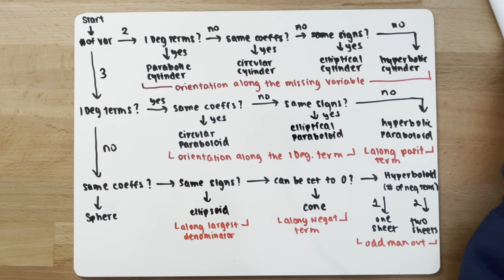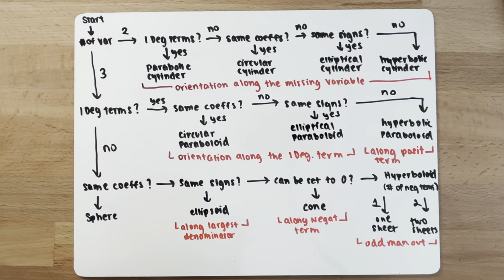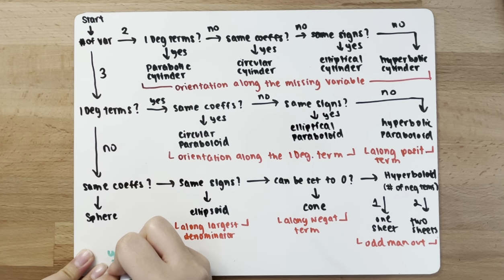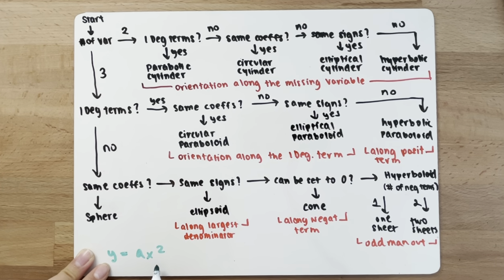So, for example, if there is a cylinder that is y equals ax squared, there's a 1-degree term in here, which is y, and therefore it's a parabolic cylinder. The orientation for this equation will be along the missing variable, which in this case is the z-axis. So this would be orientation along the z-axis. Okay, moving on.